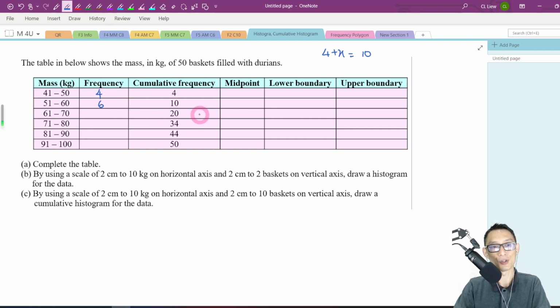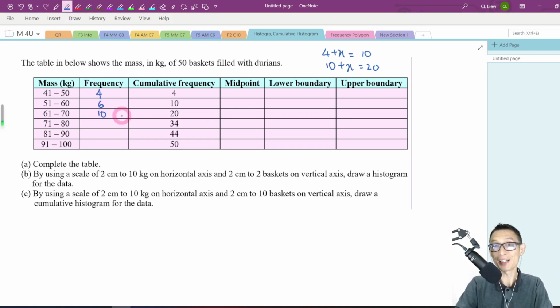Again, how do we get the cumulative frequency for the third class interval? We take this plus this plus this. In other words, this plus this is equal to 10, right? So 10 plus this is equal to 20. So what's the value here? 10 plus x, where I just assume x, is equal to 20. How do we get back the value of x? We take 20 minus 10, which is equal to 10.